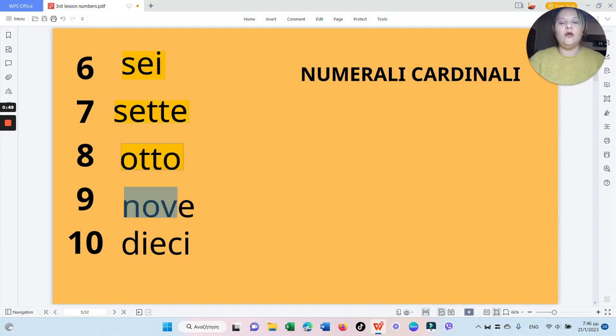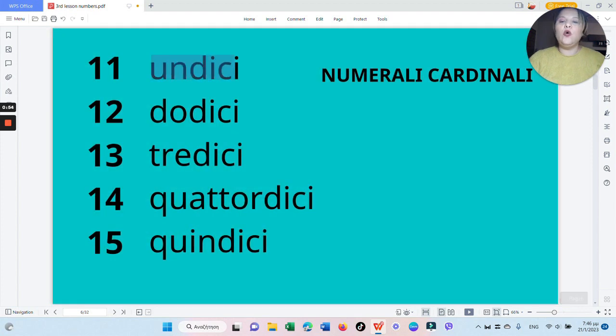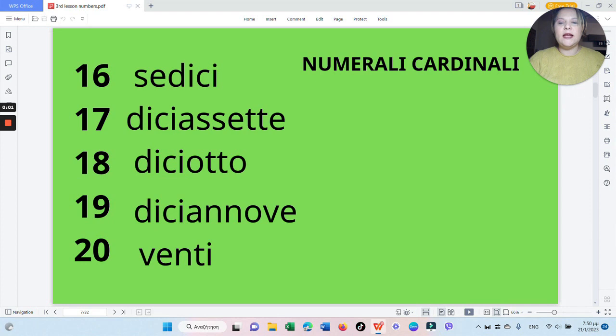otto, nove, 10, 11, 12, 13, 14, 15, 16, 17, double S and double T, 18, 19, 20. 20 is 20.